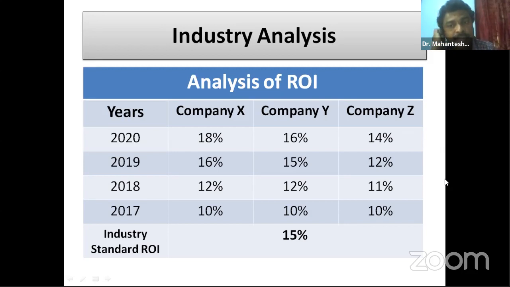Company Z's performance, although the trend analysis is quite impressive, when we do the industry analysis, company Z is increasing its return on investment over a period of time. Trend analysis is very satisfactory for company Z, but when we do industry analysis, company Z is not in line with the industry benchmark as far as ROI is concerned, we have to conclude. So this is how industry analysis helps us to see whether we are keeping pace in line with the industry sector, market as a whole or not.